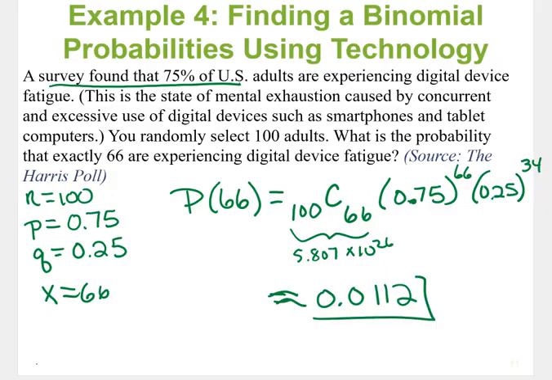0.0112. Now, there's always the possibility that your calculator might just say, hey, that's way too big a number for me, you can't do it. But most scientific calculators, if you put all this in at one time, will be able to spit out the answer for you.